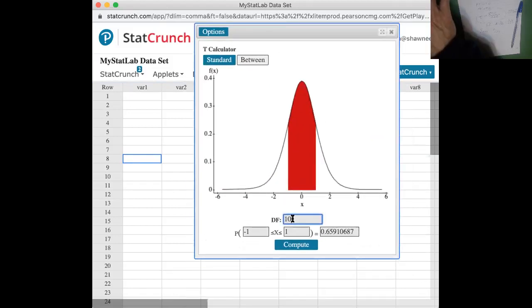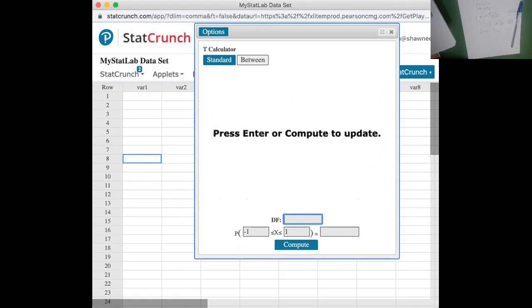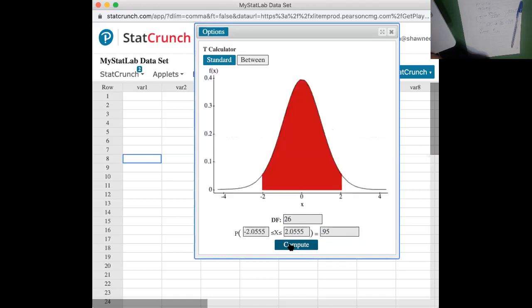Degrees of freedom, our sample size is 27, so degrees of freedom is going to be 26. And our significance level was 0.05, so I'm going to put 0.95 in here and hit compute. Notice it gave us these numbers, but see what we've got here?